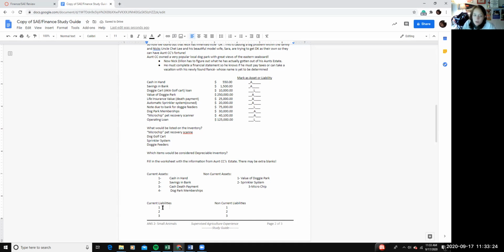All right, so then let's look at your liabilities. So we have 1, 2, 3 liabilities. So the doggy cart, golf cart loan, the note due to the bank for doggy feeders, and then the operating loan. It doesn't say, it just says the full loan for the doggy cart, so that would be a non-current.